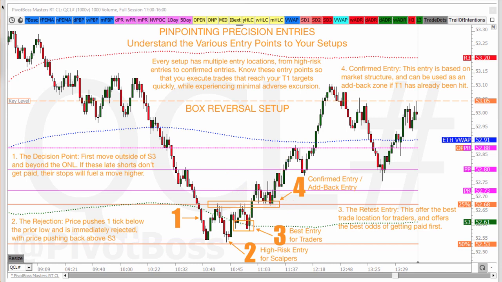So those are the major areas, and each of these setups have these same entry scenarios. There's the high risk entry where you have the initial rejection. There's the ideal entry where you have the retest entry. And then there's the confirmed entry with market structure. Those are the major entry points for many of these setups. They don't always happen, but variations happen all the time. So this is definitely something to look for every single time.